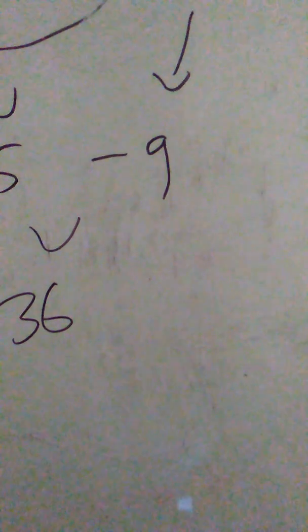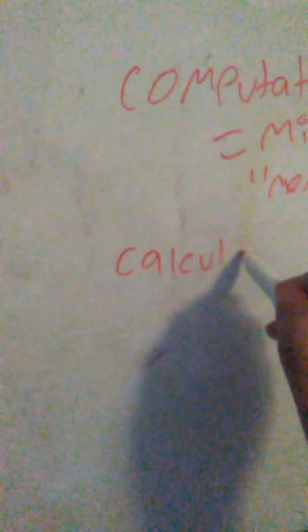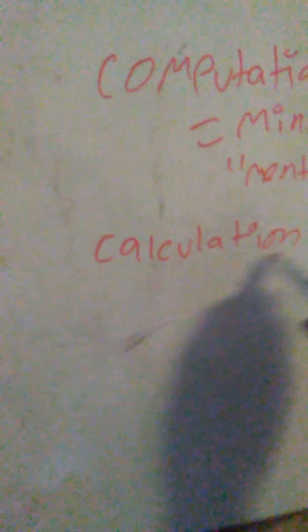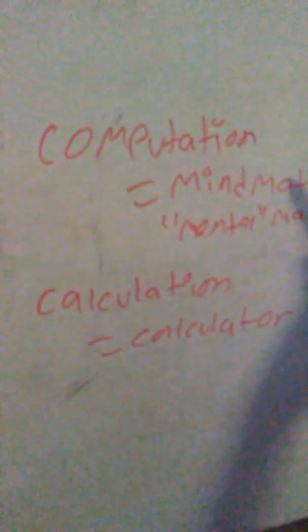So, computation equals mind math, or mental math, and then calculation is using a calculator. So that's the difference between computation and mental or mind math. Calculation is using a calculator to do the math.